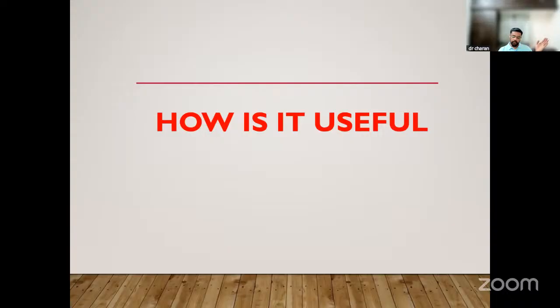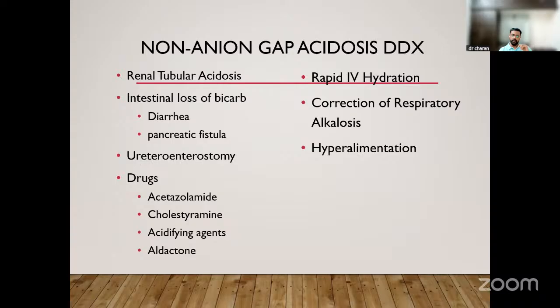So now that we know the 7 steps in interpreting ABG, now you have diagnosed something, how is it useful from our clinical perspective. So as we saw, if it is anion gap acidosis, high anion gap acidosis, you know what are the causes. If it is non-anion gap acidosis, then see whether there is any renal tubular acidosis, intestinal loss of bicarb, ureteral enterostomy, and some drugs can cause these things.